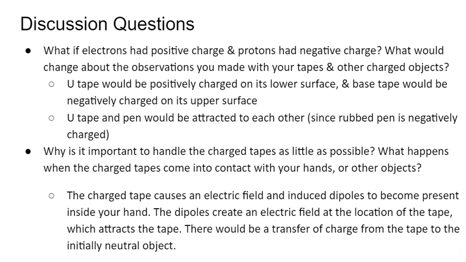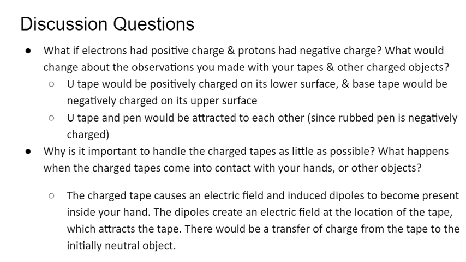So some discussion questions from this lab were, what if electrons had positive charge and protons had negative charge? What would change about the observations you made with your tapes and other charged objects? So the U-tape would be positively charged on its lower surface, and the base tape would be negatively charged on its upper surface. And the U-tape and pen would be attracted to each other, since the rubbed pen is negatively charged.